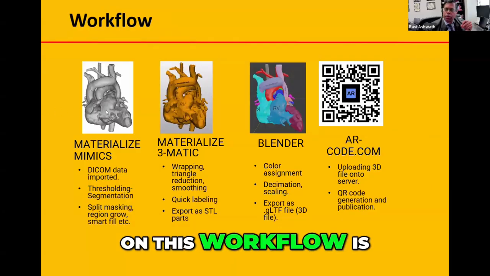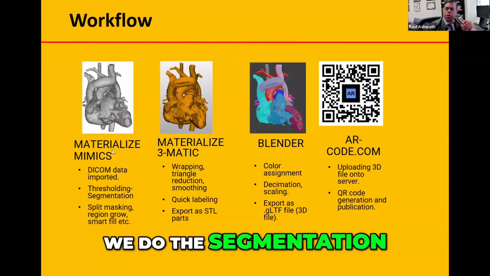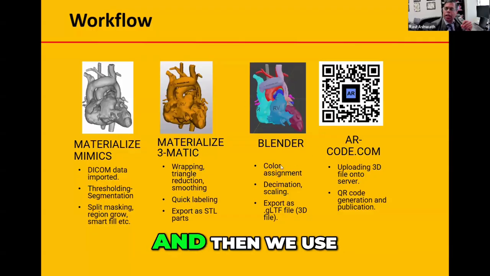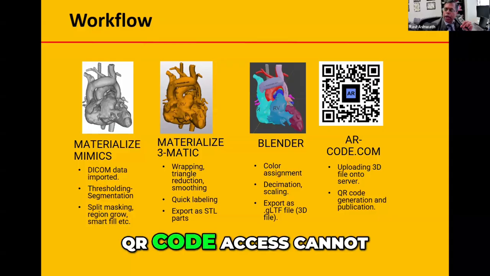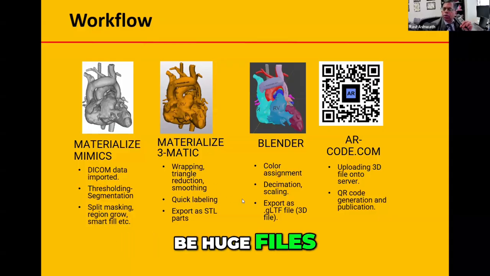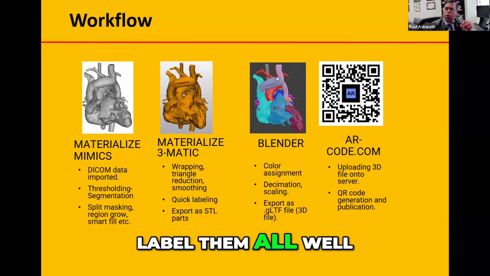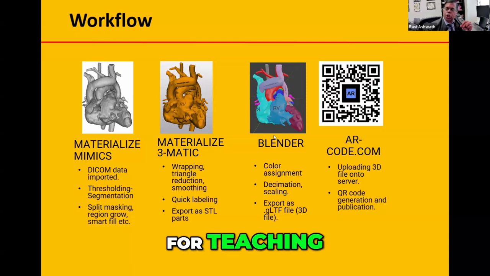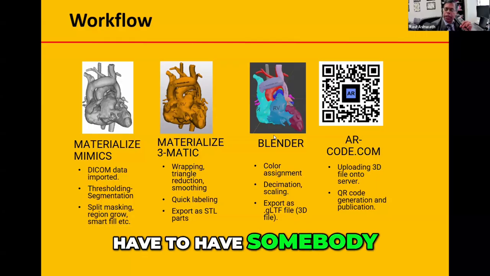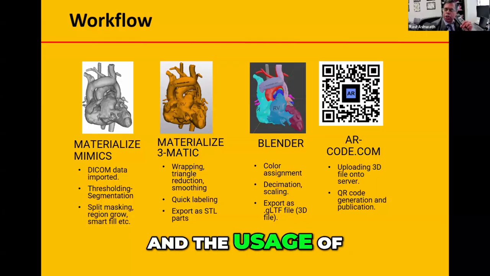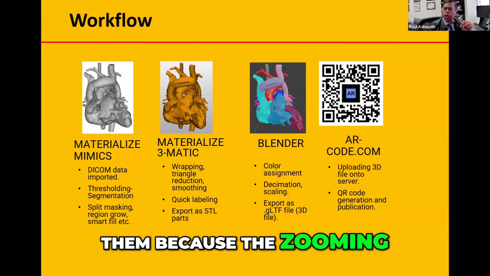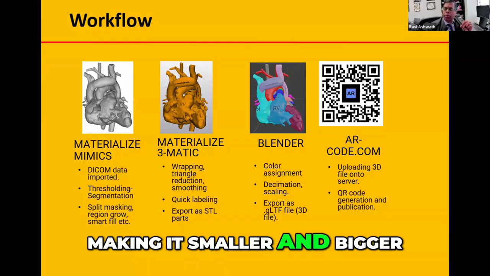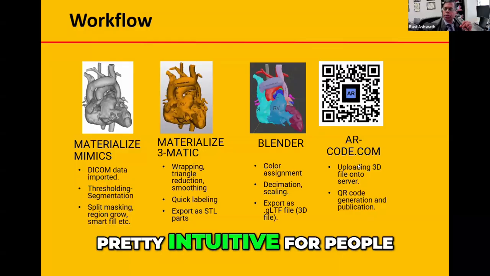The way to work on this workflow is we do the segmentation through Materialise and Mimics to help. And then we use Blender for some of the color assignment. The QR code access cannot be huge files, so we have to do some decimation and scaling down, and we can label them all well for teaching, so they don't even need somebody there to help them. And using this on their iPhone is not something that anybody has to teach them, because the zooming, making it smaller and bigger, turning it is all pretty intuitive for people.